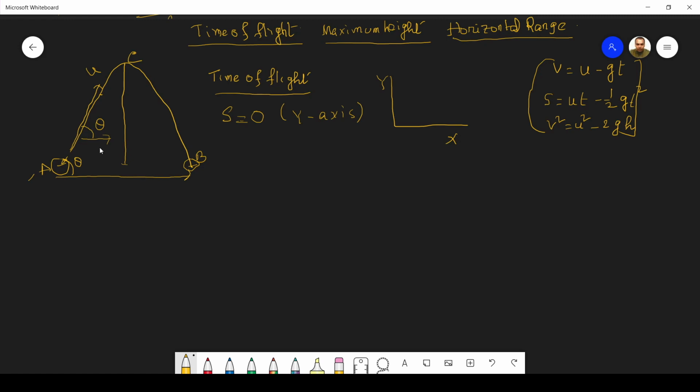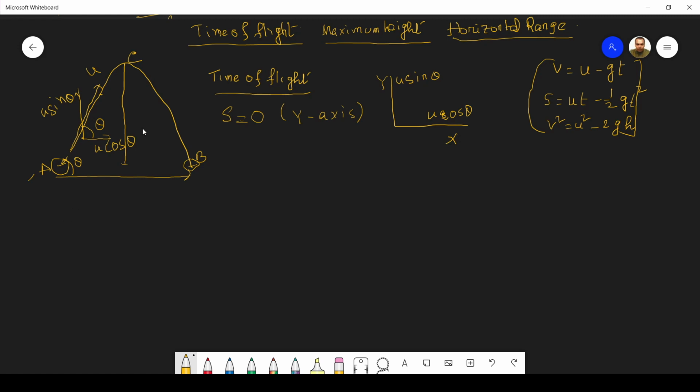So what is the horizontal component of velocity? That is u cos theta. What is the vertical component of velocity? The vertical component of velocity is equal to u sine theta. So along the x-axis, the velocity component is u cos theta. Along the y-axis, or vertically, the velocity component is u sine theta. It is very important to note this point, because velocity is a vector quantity and we can resolve a velocity along the x and y axes.